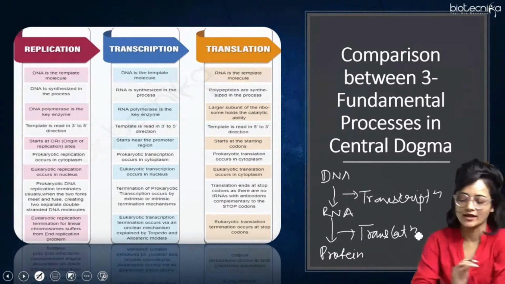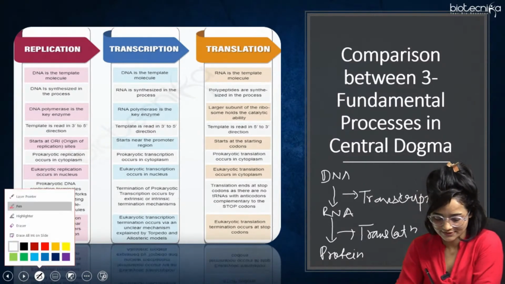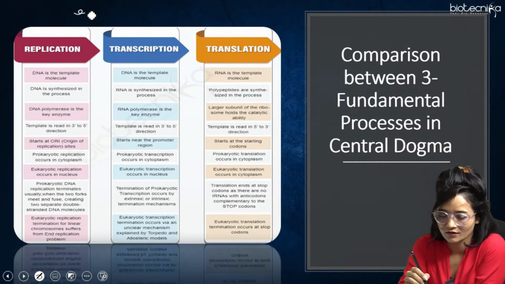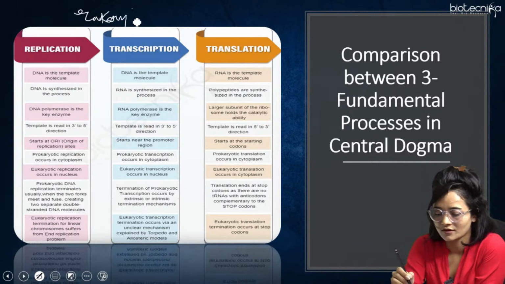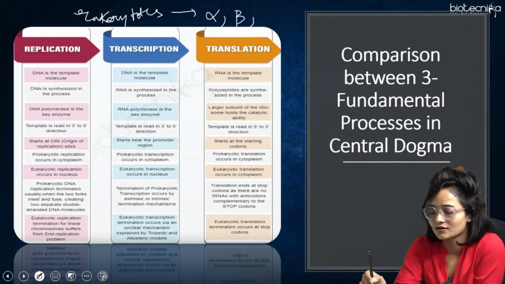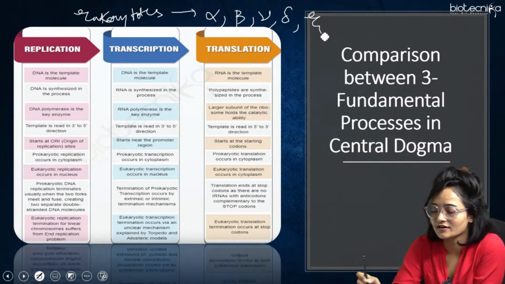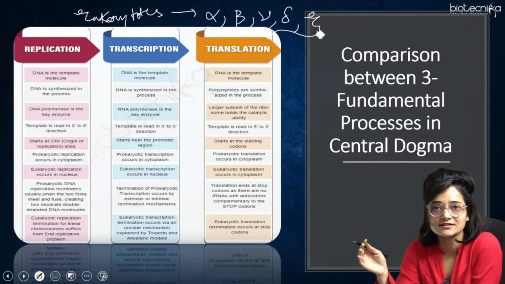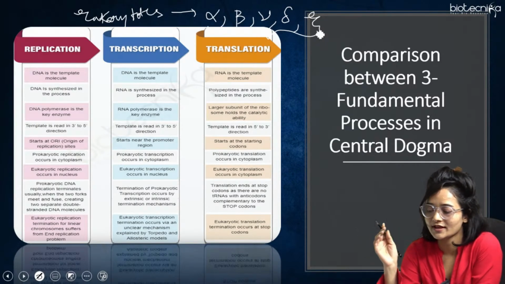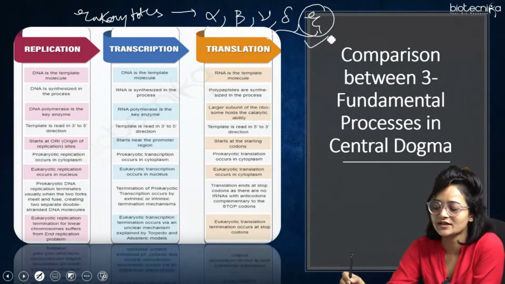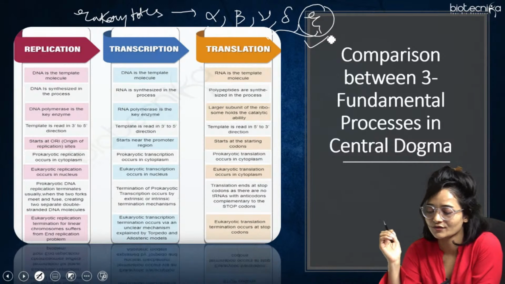So let us see how it is. In case of eukaryotes, there are basically alpha, beta, gamma, delta, and epsilon. These are the 5 major DNA polymerase enzymes that are involved, out of which DNA polymerase epsilon is the one which is majorly responsible for the replication process.